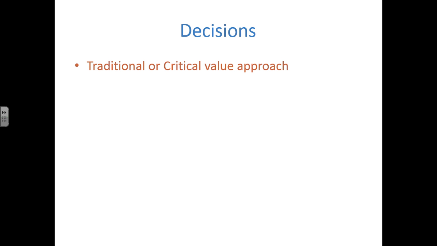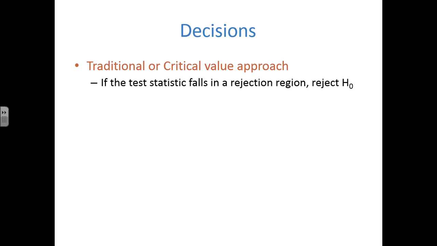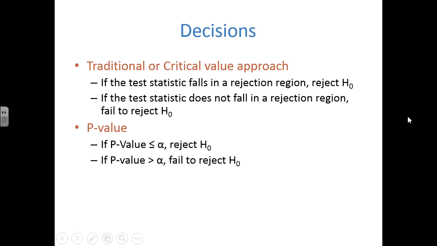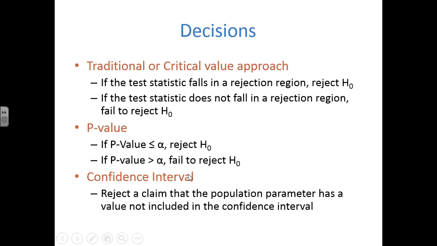And our decisions come. If we're going to use the traditional or critical value approach, we calculate the test statistic. If the test statistic falls in the rejection region, we reject the null hypothesis. If the test statistic does not fall in the rejection region, we fail to reject the null hypothesis. The p-value approach is if the p-value is less than or equal to the specified alpha, which is also known as the significance level, we reject the null hypothesis. Otherwise, we fail to reject the null hypothesis. And the confidence interval approach says we reject a claim if the population parameter has a value that's not included in the confidence interval.